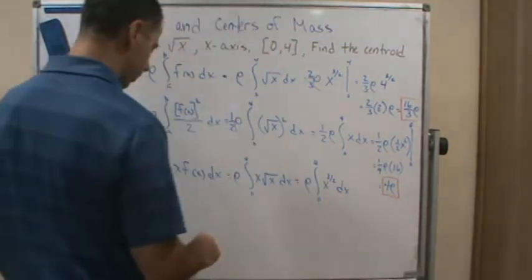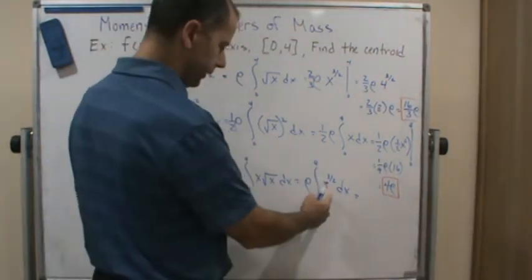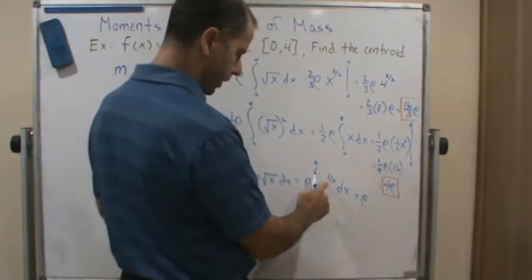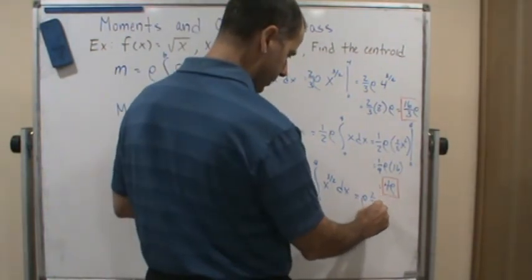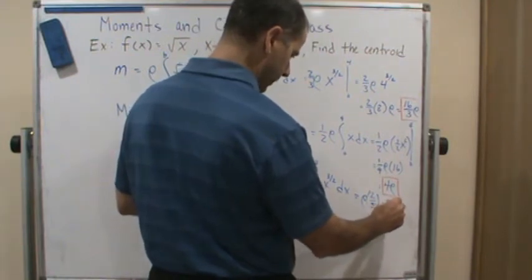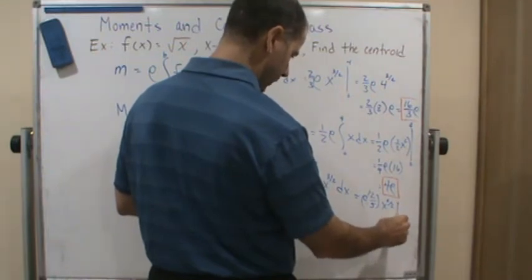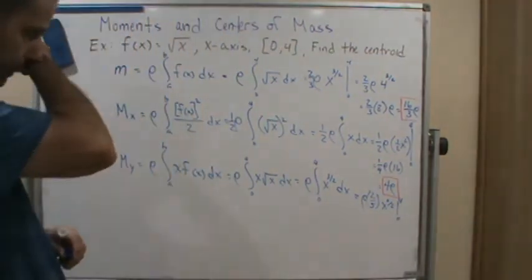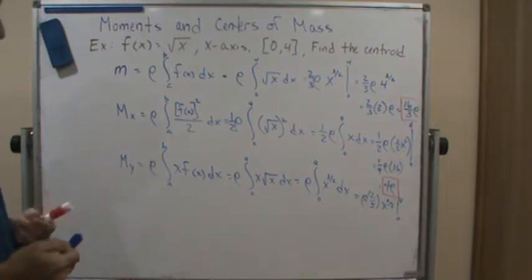Okay? And so that's going to equal what? Well, if we integrate this, this is going to become rho times x to the 5/2, so this is going to be 2/5 times x to the 5/2 evaluated from 0 to 4. And again, we're just going to evaluate it at 4 because it's just 0 at 0.